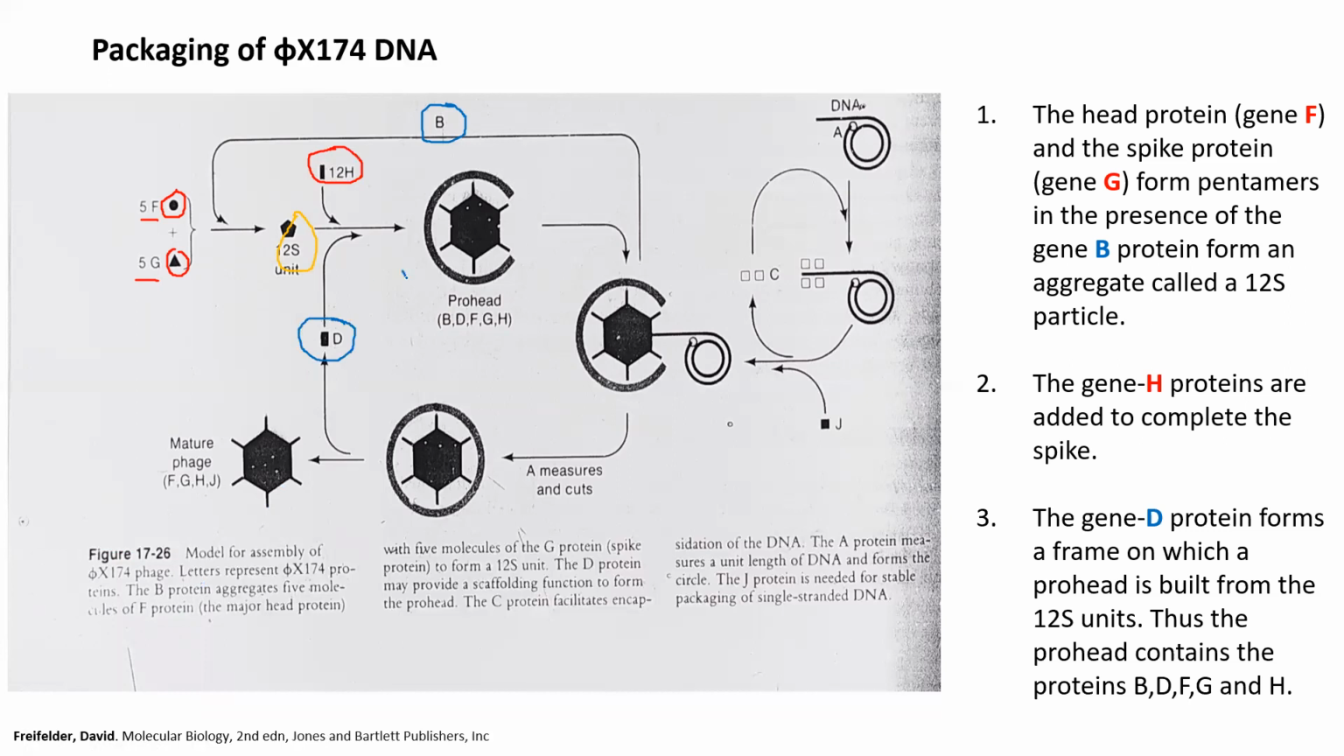Thus, the prohead, which you can see, contains B, D, F, G, and H. F and G are the head protein and the spike protein, which have formed pentamers in the beginning, and B protein was also added to that to form the 12S structure. After that, H was added, and then the D provided a scaffold or a frame on which the prohead was built. What next?